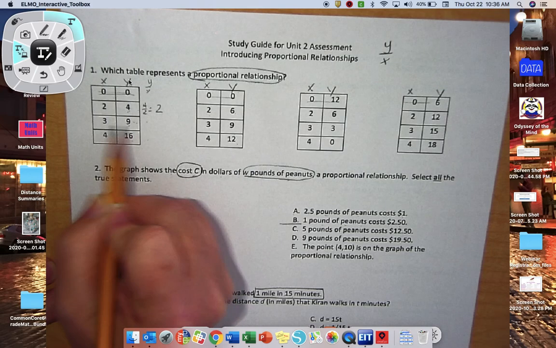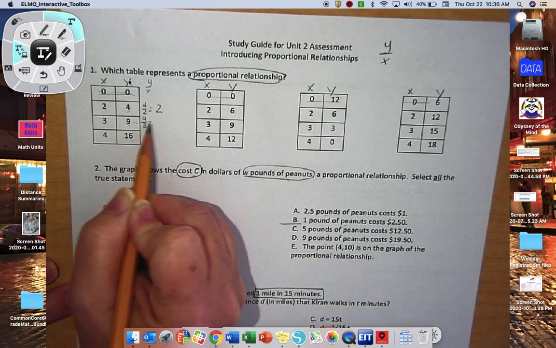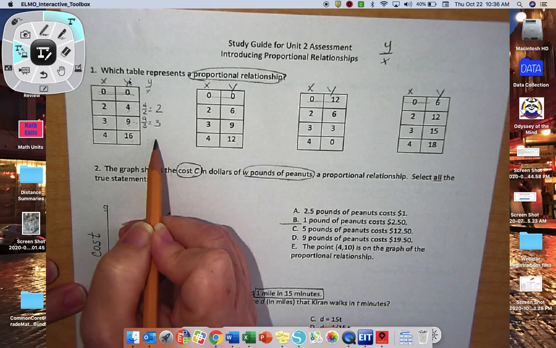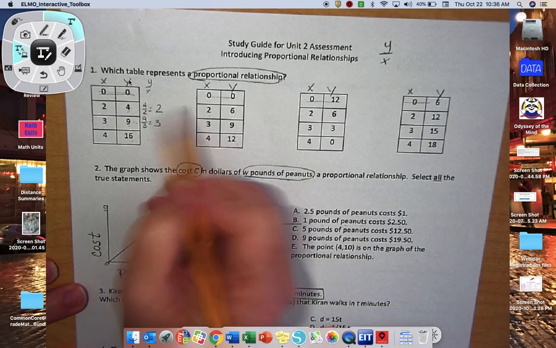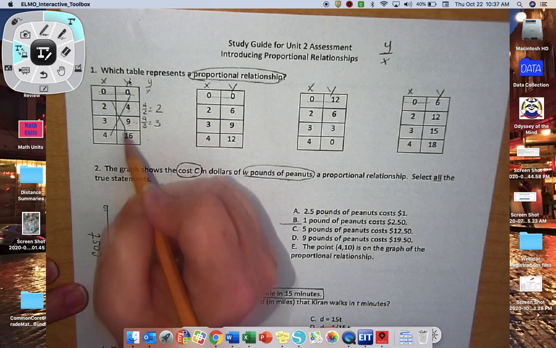Then you've got 9 over 3, which simplifies to 3. Now I'm going to stop there, because the fact that these two numbers don't match automatically tells you that this is not a proportional relationship.